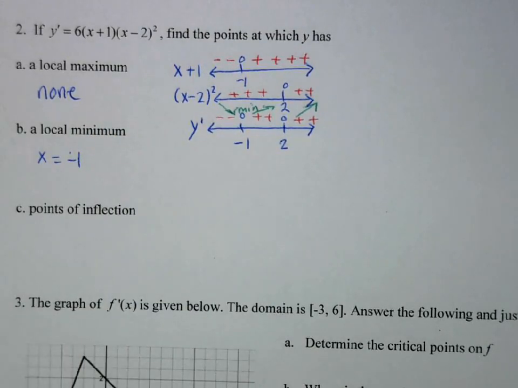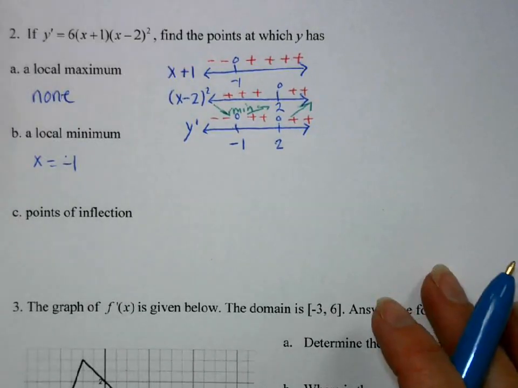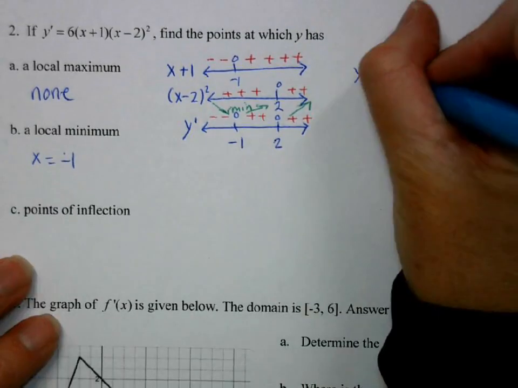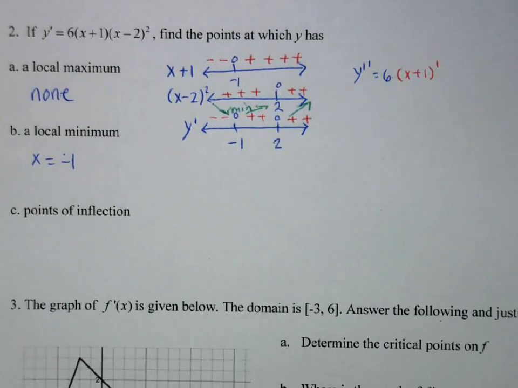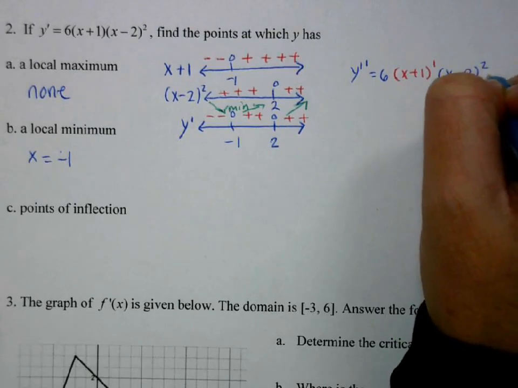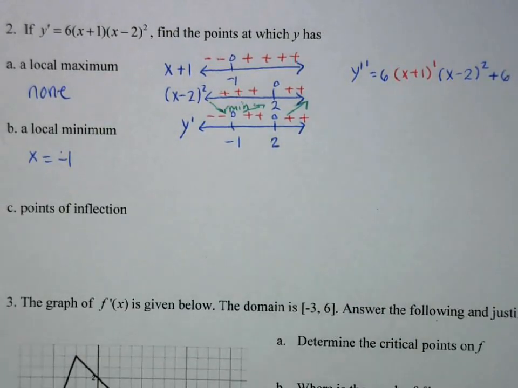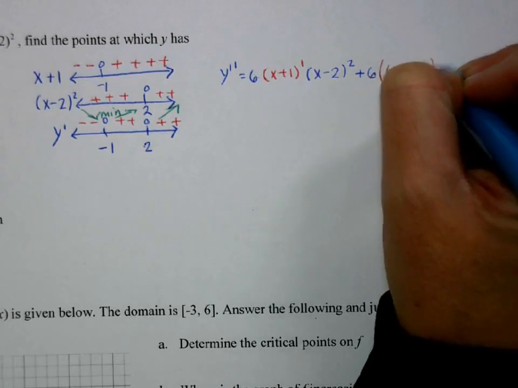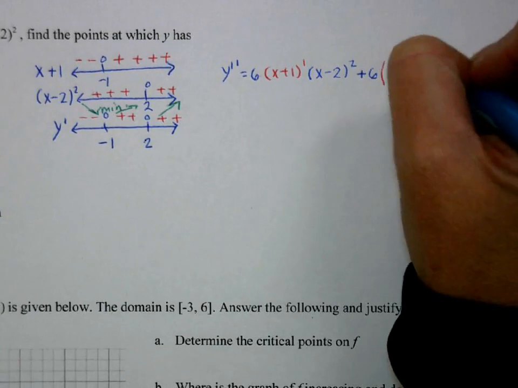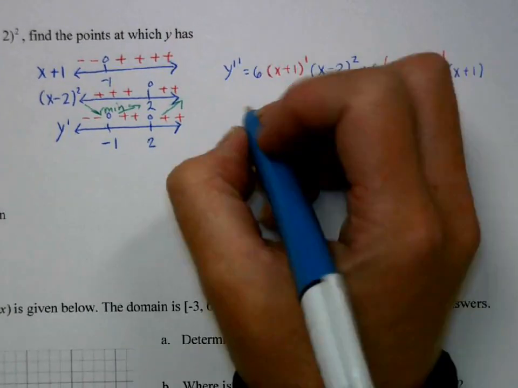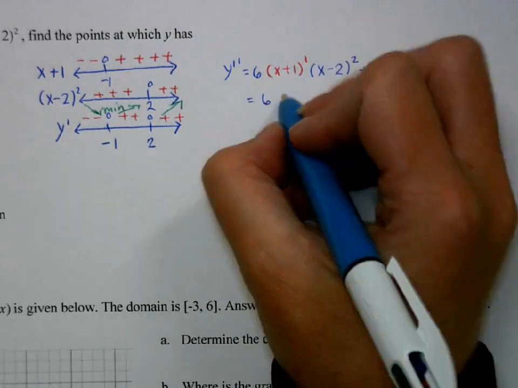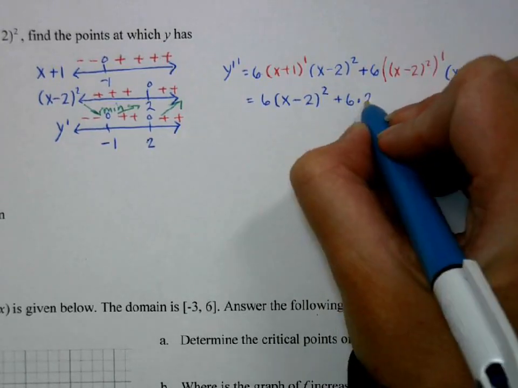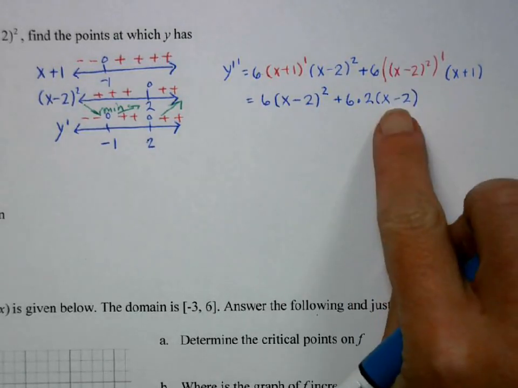For point of inflection, that's going to come from the second derivative. So I'm going to do the second derivative, which is going to require a product rule. We're going to have 6 times the derivative of (x plus 1) times (x minus 2) squared, plus 6 times the derivative of (x minus 2) squared times (x plus 1). The derivative of x plus 1 is just 1. So we're going to have 6 times (x minus 2) squared plus 6 times 2(x minus 2), using the chain rule, where the derivative of x minus 2 is just 1. So we're good.